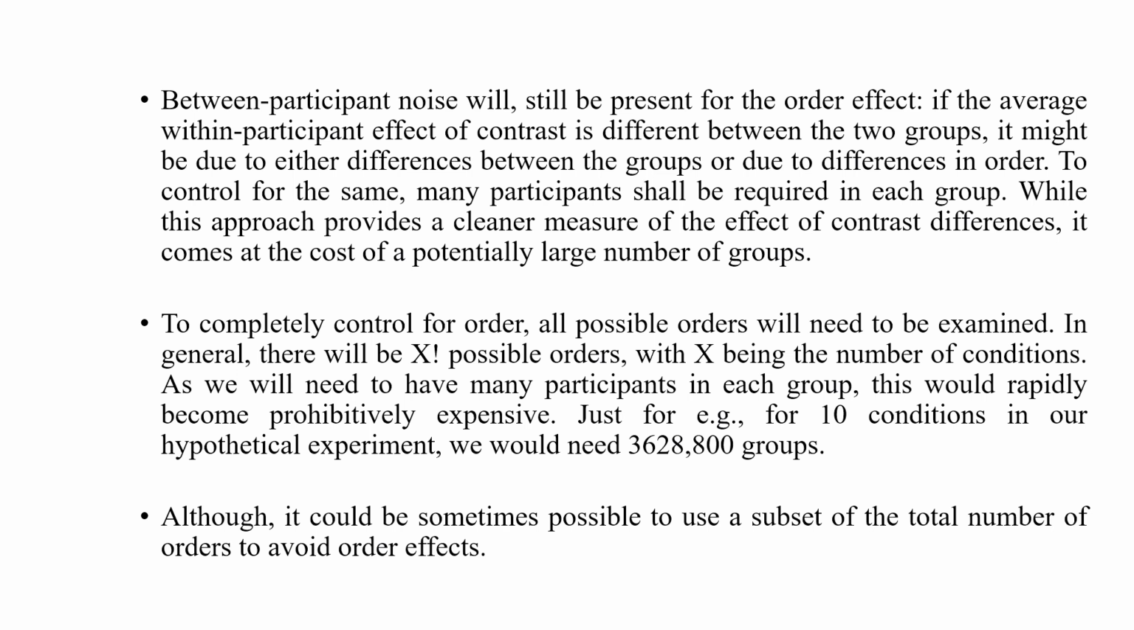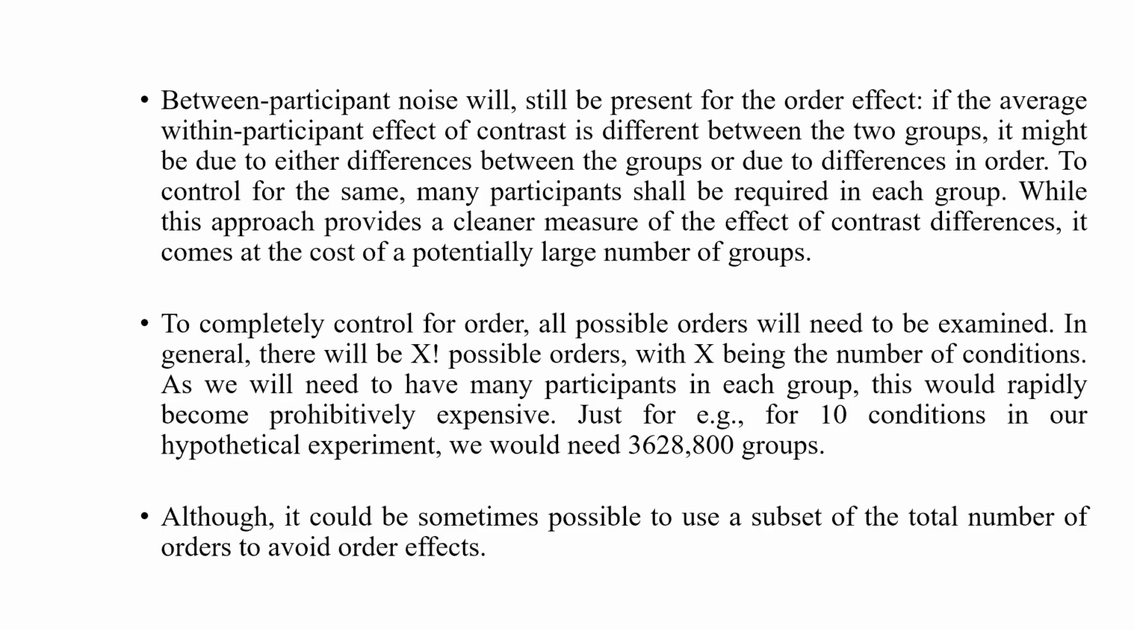While this approach provides a relatively cleaner measure of the effect of contrast differences, it comes at the cost of potentially a large number of groups. Just for the previous experiment that we are talking about, with 10 levels of contrast, it would require around 36 lakh groups to properly study. The number of possible orders is x factorial, x being the number of conditions. So with 10 conditions, that many orders you will require. Sometimes what people do is say, okay, these many are overall required, but we will just sample a small subset of this and do that.